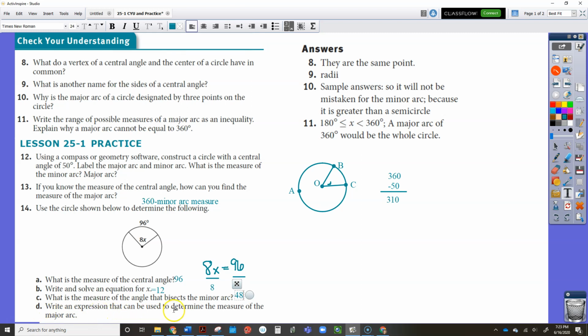And write an expression that can be used to determine the measure of the major arc. Any major arc or this particular major arc? I'm going to say this particular one. 360 minus 96. It didn't say find it, it said write an expression. There's an expression, 360 minus 96.